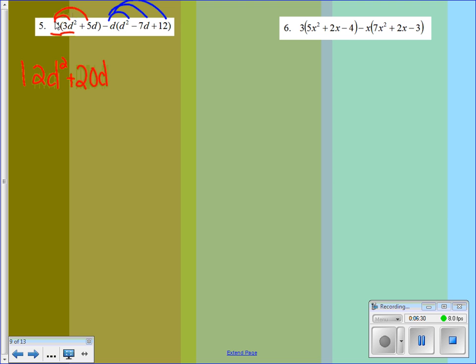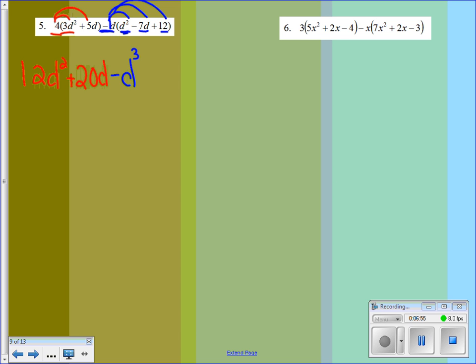Next, I need to take this negative d and multiply it by each thing in that parenthesis. To start off with, I'm going to take negative d times d squared. When I take negative d times d squared, d to the first times d squared is going to be d to the third. All I did was add those exponents, and it's going to stay a minus sign. Remember, you can always think of this as having a negative 1 out front if you need to.